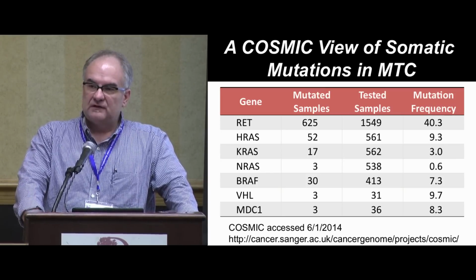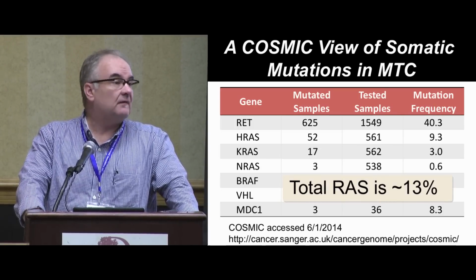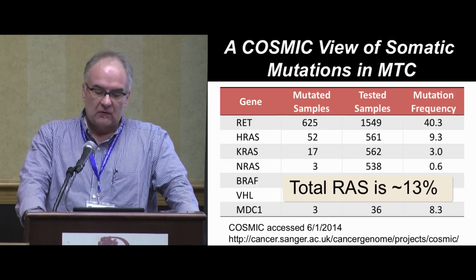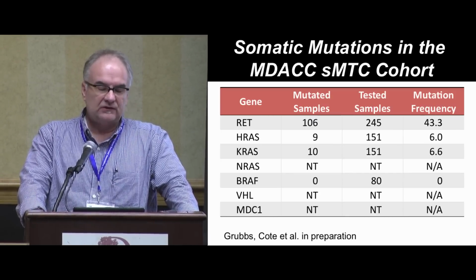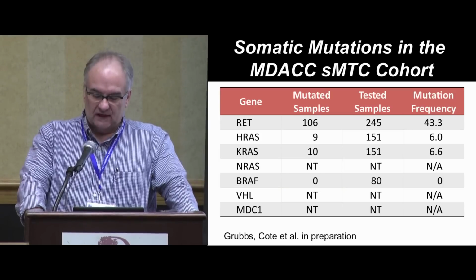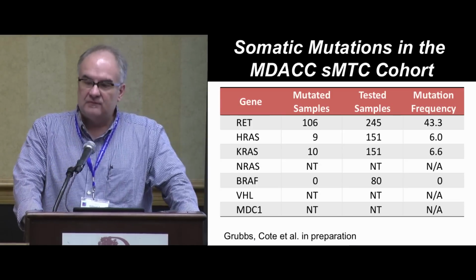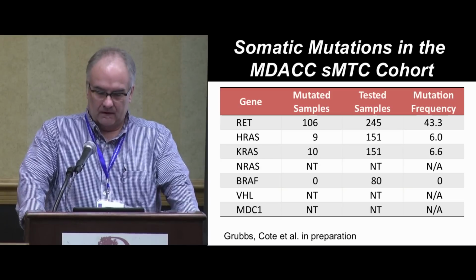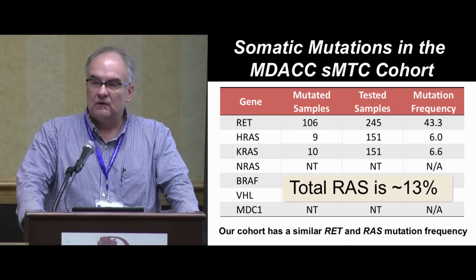So RAS is now number 2 on the hit list for those people out there that are going, I don't have a RET mutation, what might I have? RAS might be the mutation. We've done a study at MD Anderson in which we've now up to 150 patients looked at RAS mutations, and we're actually finding the same thing. About 13% of the patients seen at MD Anderson have RAS mutations. About 40% of the patients have RET mutations. So RAS is now the second known driver for MTC.